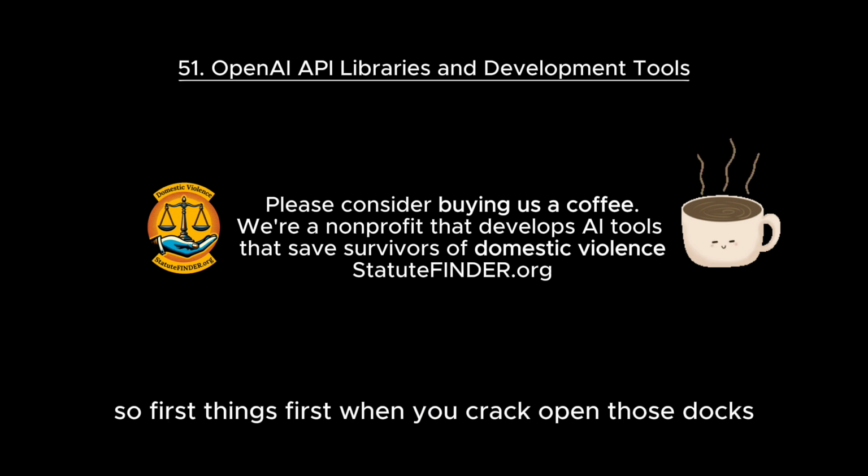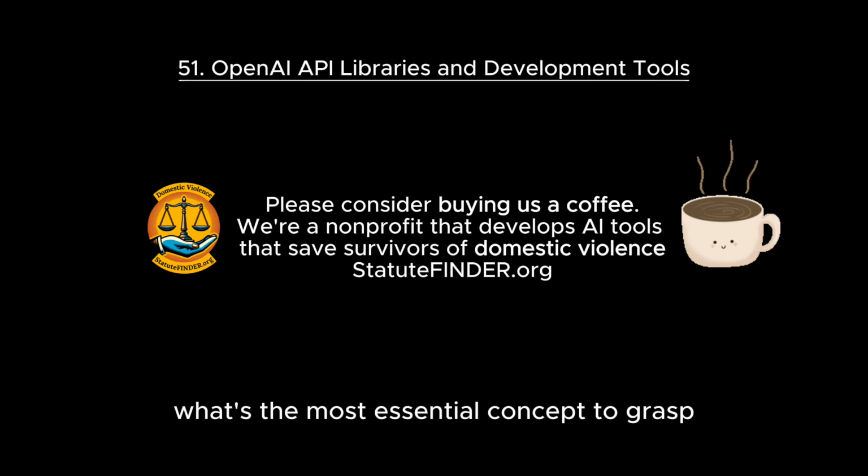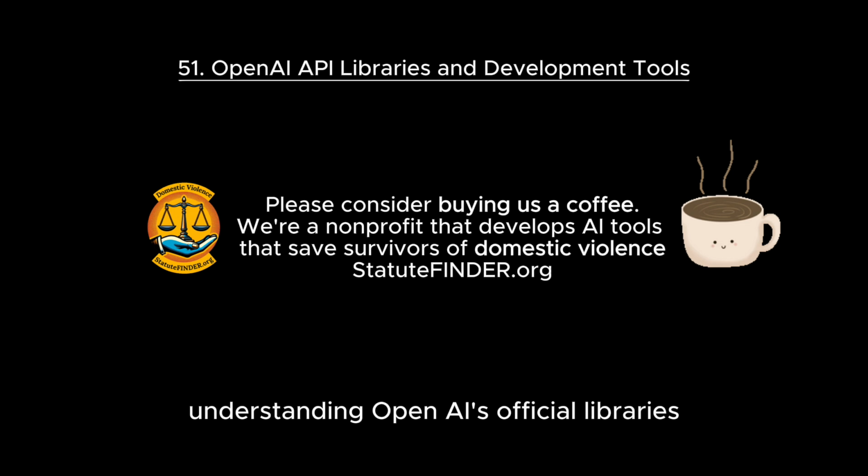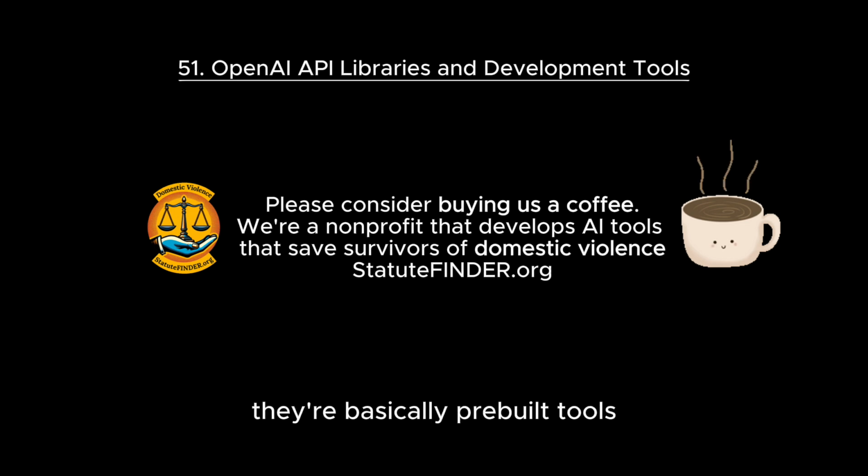So first things first, when you crack open those docs, what's the most essential concept to grasp? That would be understanding OpenAI's official libraries. They're basically pre-built tools, specifically designed to simplify your interactions with the OpenAI API. They handle all the complicated behind-the-scenes stuff for you.